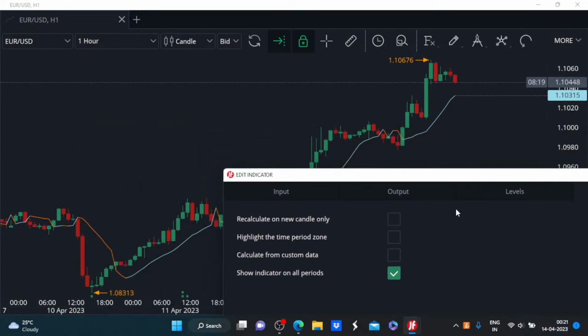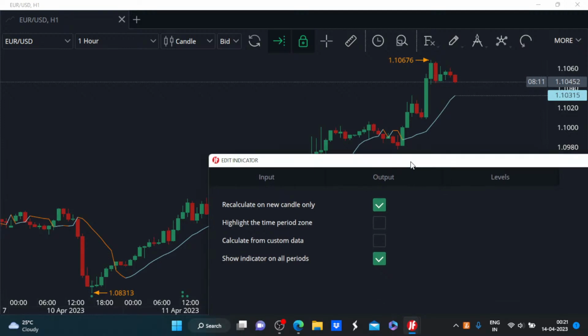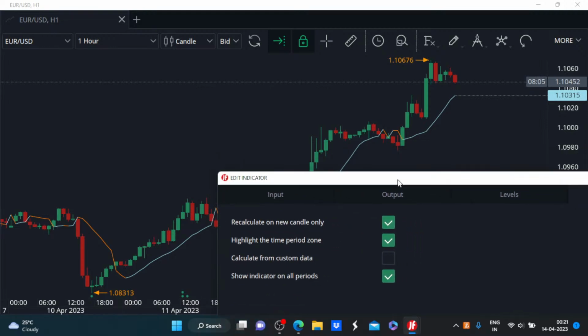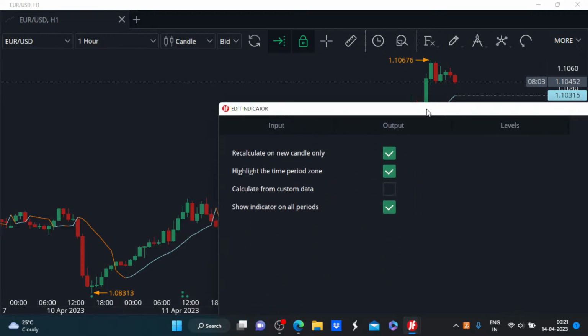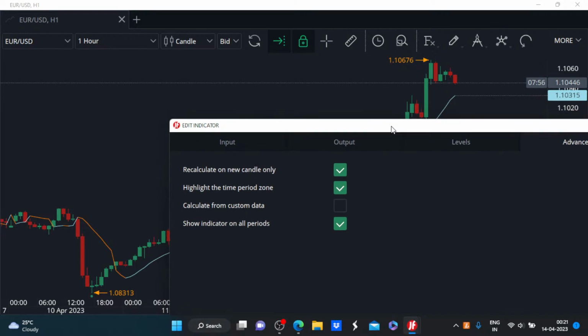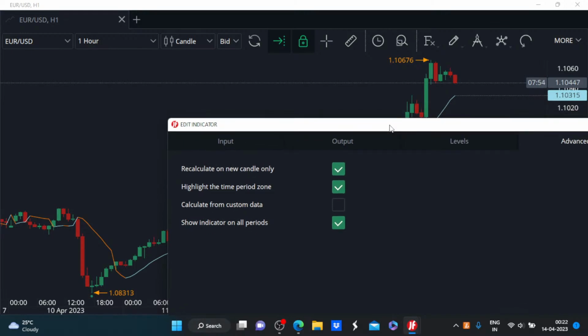Recalculate on new candle only. Suppose if you want this calculation to be done on only new candle, then you can opt in for this. It is not going to make much of a difference though. Highlight the time period zone if you want to have this calculation period highlighted, whether you are using 3 or any other candle period, you can get it highlighted, and it will be equally easy for you to notice and keep in mind what is the calculation period.